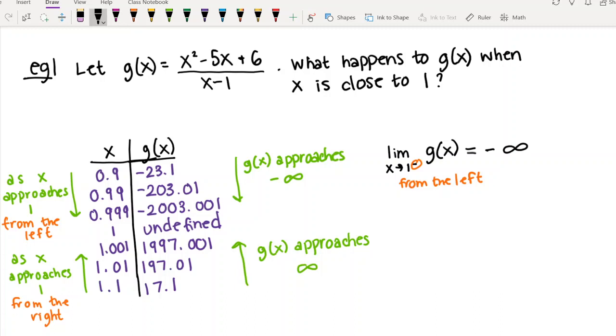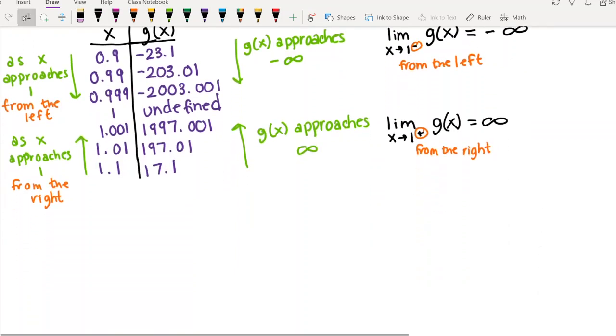And then the other side, we found that as you approach 1 from the right, so if you put a little exponent that looks like a plus sign, this means from the right, the limit came out to be positive infinity. So if the left-hand and the right-hand limit are not equal to each other, you say that the limit does not exist. And I'll write that out as a more general fact in a second.